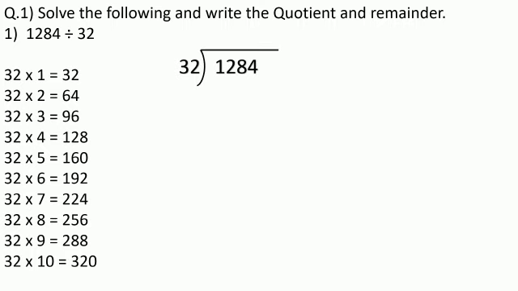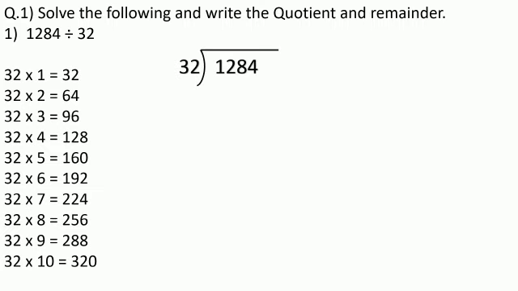Now students, what will you do to find out this table? First, 32 ones is 32, because any number multiplied by 1 is the number itself. Okay, the second number is 32 multiplied by 2. You will do the multiplication of 32 multiplied by 2, and you will get the answer as 64.